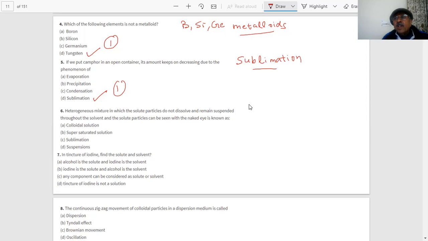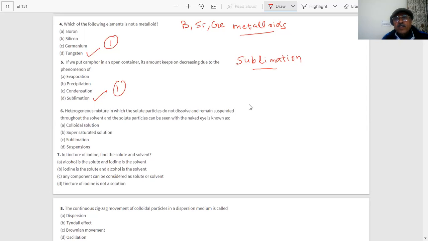What is sublimation, students? How do you define sublimation? The question could be like this. What is sublimation, students? Sublimation is the phenomenon of change of solid directly to gas. Okay, very good, very good. That is the correct answer.